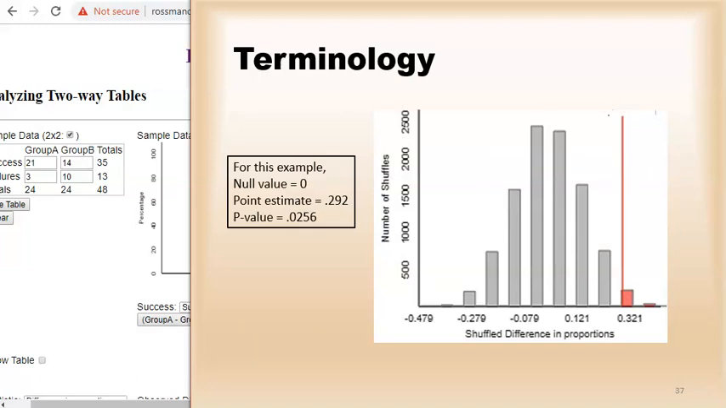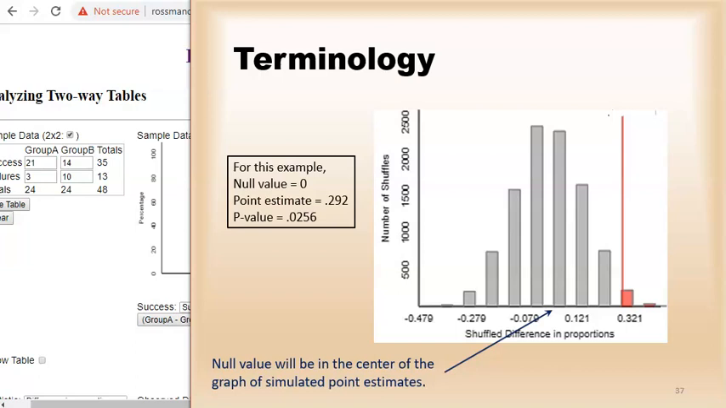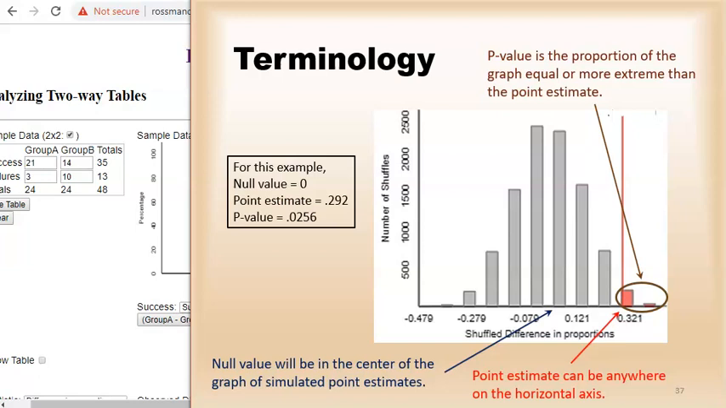So, for my example here, this graph, the null value is 0. That's going to be the middle of the graph. And again, if we're doing random chance, difference in proportions is going to be 0. So that's going to be the middle of the graph. The point estimate is going to be somewhere else on the horizontal axis. In this case, 0.292, where the vertical red line is. And then all the bars that are above the point estimate, or away from the null value, that's what we call the p-value. So the p-value is the proportion of the graph equal or more extreme than the point estimate. In this case, I end up about 2.5%.